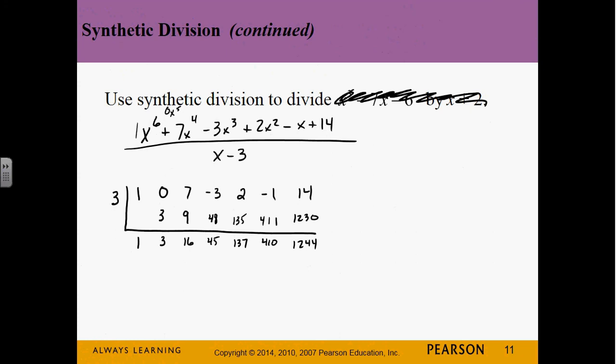So, we started with x to the 6th, which means all of these are going to start with x to the 5th. So this is going to be 1x to the 5th. That's positive 3, so plus 3x to the 4th, plus 16x cubed, plus 45x squared, plus 137x, plus 410 with no x, and then lastly we've got the remainder, so plus 1244 over x minus 3.